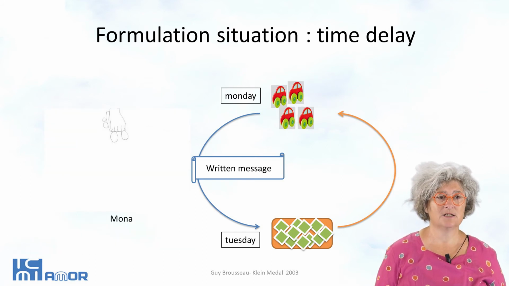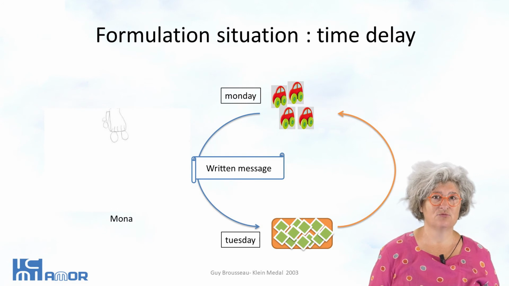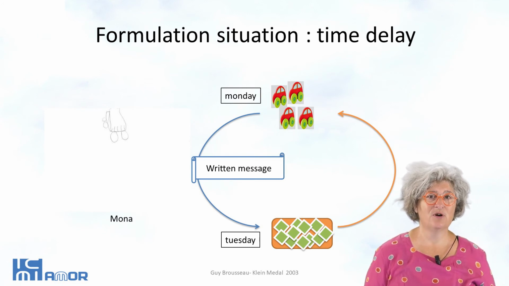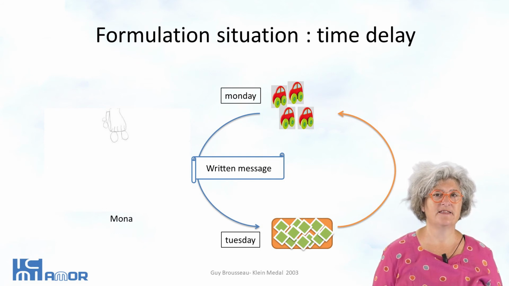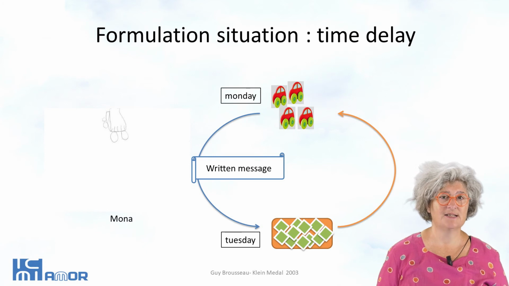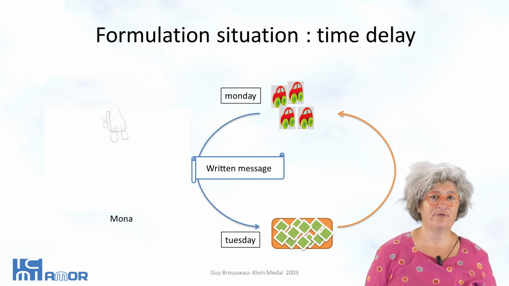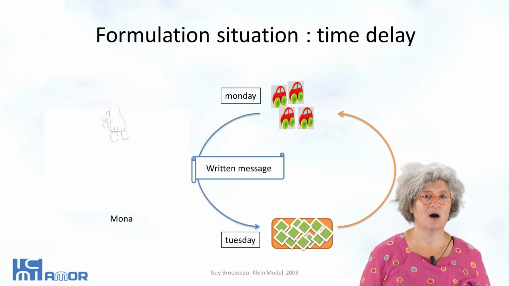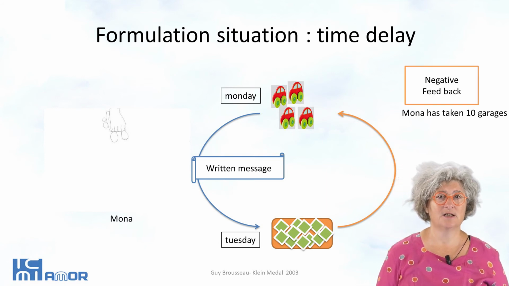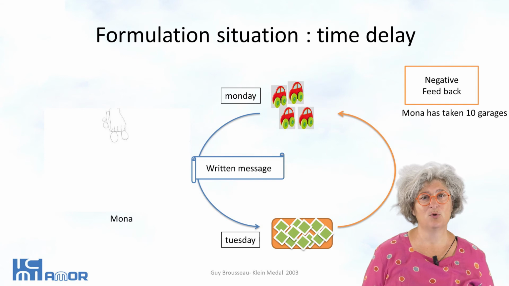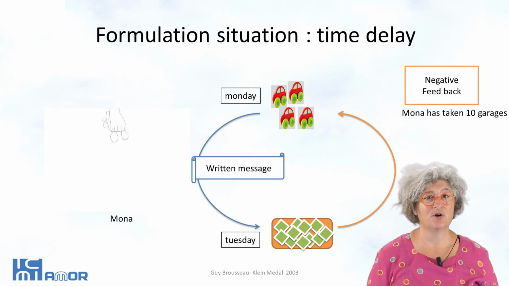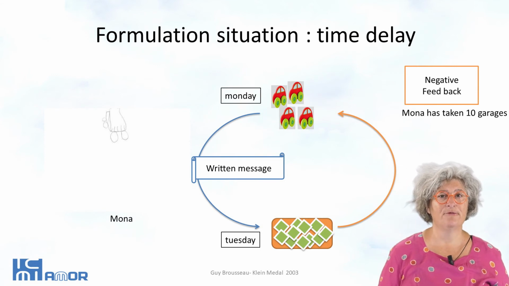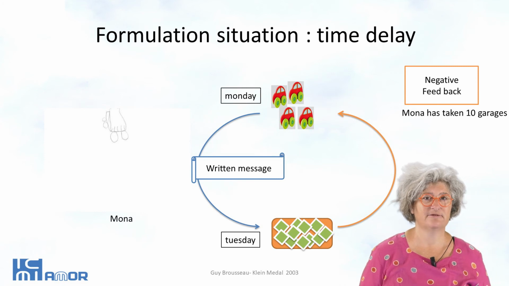On the slide, you can now see Mona's written message. The observer has told us that Mona has drawn a car and 4 lines inside the car. She has explained to the observer that the 4 lines were for the 4 cars. On Tuesday, while picking up the garages, Mona has taken a handful of 10 garages. She has thus forgotten the meaning of the 4 lines she has drawn on Monday. The feedback has been negative.